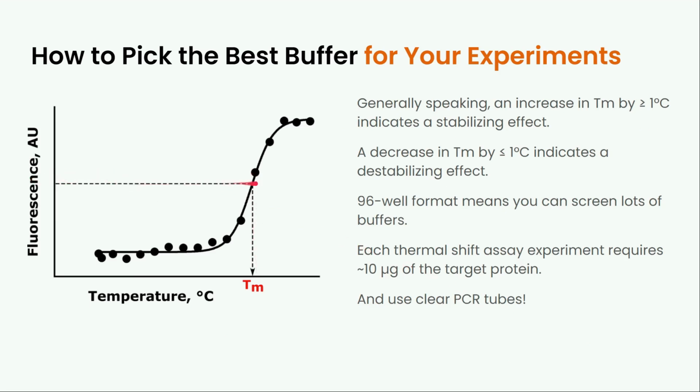So here's some example data from my thesis. The signal is roughly the same until you start to unfold the protein. You get this nice sigmoidal curve, and then you measure its melting point. Generally speaking, an increase in the melting point by 1 degree indicates that your experimental condition has had a stabilizing effect. And conversely, a decrease in the melting point by 1 degree indicates a destabilizing effect. Of course, you can do as many replicates as you like to measure statistically what is significant and what isn't. But if you stop to think, this is quite a powerful assay, because you've got this 96-well format, which means you can screen lots and lots of buffers and conditions in one go.